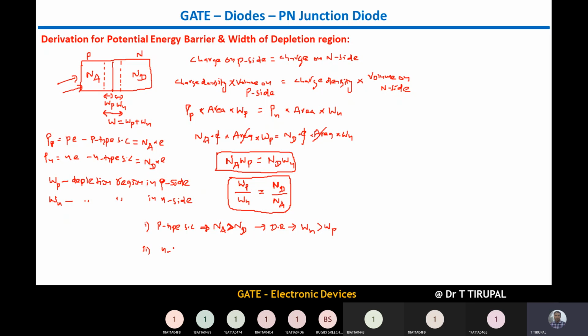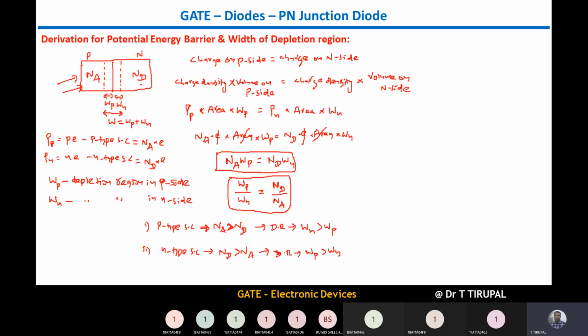Case 2: if the semiconductor is n-type, then what happens? Nd is greater than Na. If Nd is greater than Na, what happens to the depletion region? The depletion region Wp is greater than Wn.